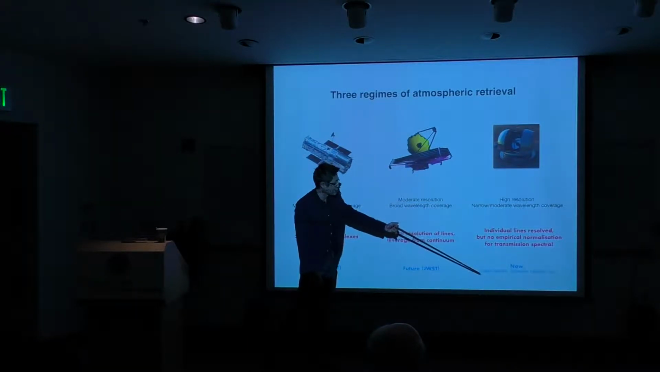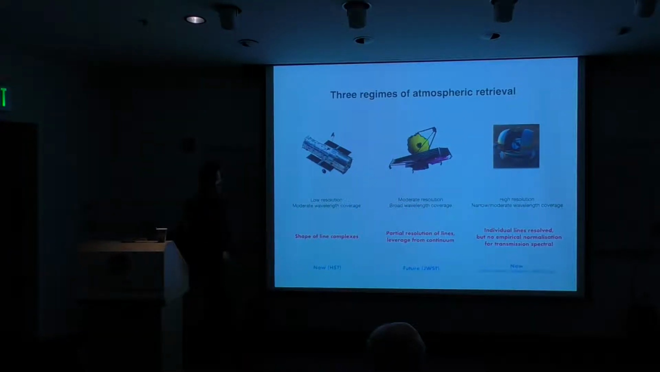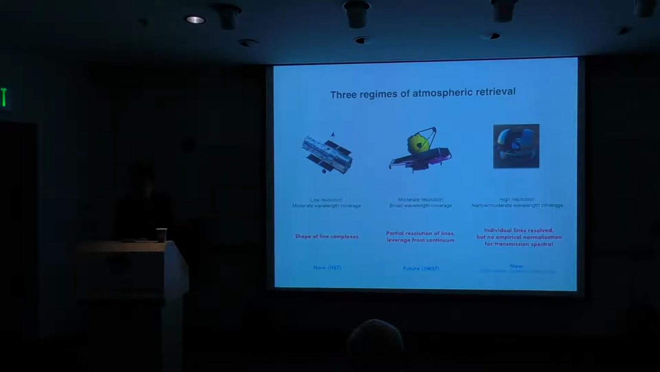is data coming from the high-resolution spectrographs on the ground, using first the VLT and the next generation ELTs, where you get very high resolution, and narrow or moderate wavelength coverage depending on the instrument and the mode you're using. You resolve the individual spectral lines, but what you give up is that the spectra actually don't have an empirical normalization. And there are a few other things that come together, which I'll talk about, and it's not clear what you get in the end. I'll talk about this as we go along.